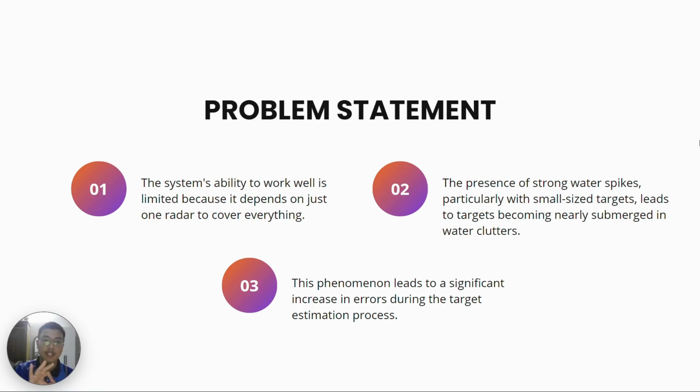There are three problem statements here. The first one is the system's ability to work well is limited because it depends on just one radar to cover everything. The second one is the presence of strong water spikes, particularly with a small size target, leads to the target becoming nearly submerged in water clutter. And the third one is the phenomenon leads to a significant increased error during the target estimation process.